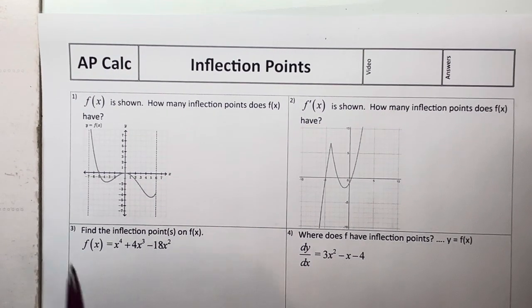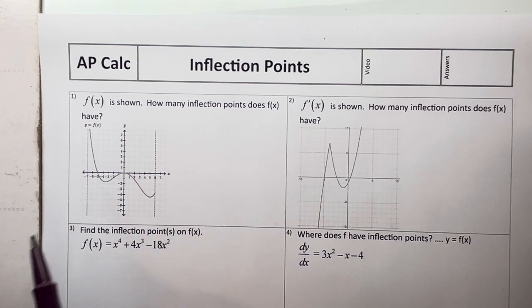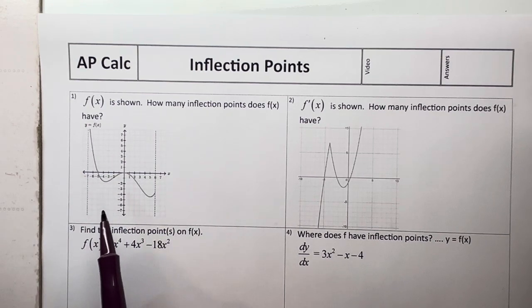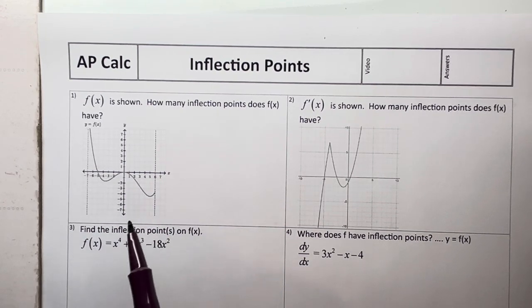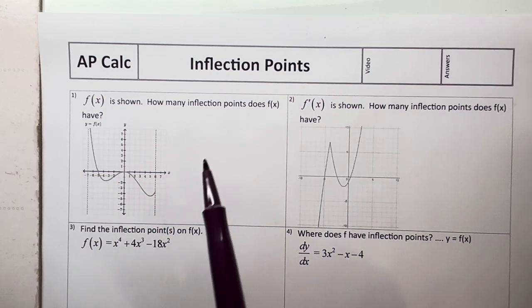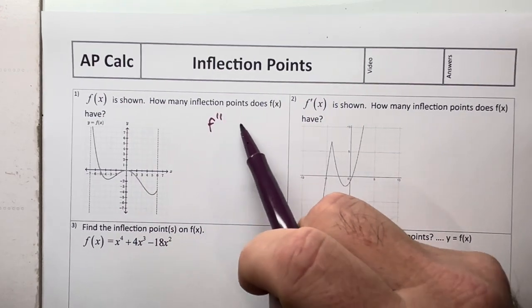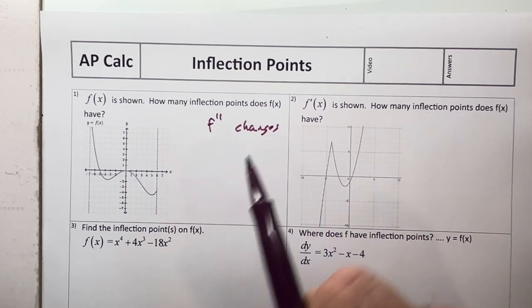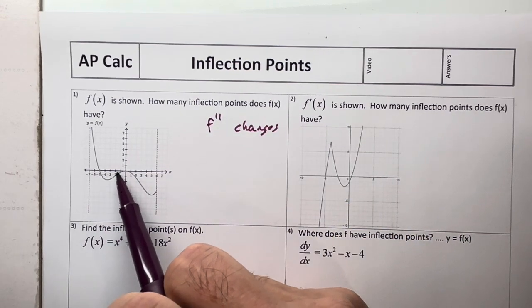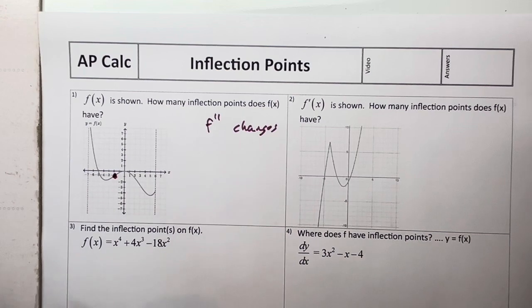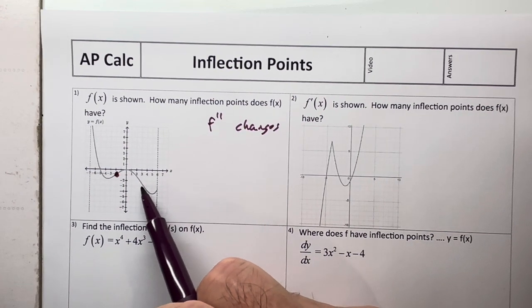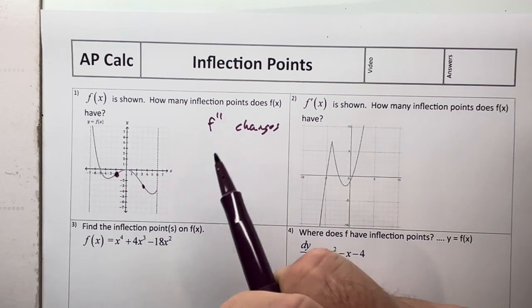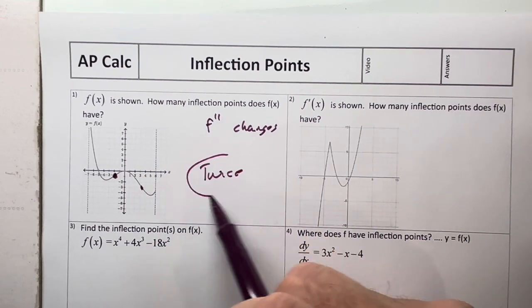Okay, here's a graph of f with graphs. Make sure you're always checking to see if you're looking at f, f prime, or f double prime. How many inflection points does that have? An inflection point is when concavity changes sign, when f double prime changes sign. In the beginning, it's concave up and then concave down, so right around here it changes concavity. Then it's concave down and then concave up, so right around here it changes concavity again. So we're going to say twice.